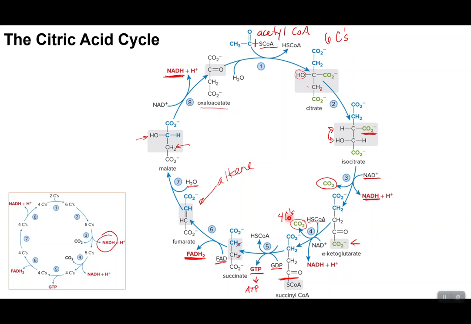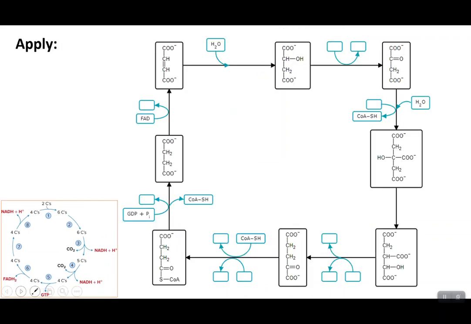Okay, so now let's try to use this analysis, meaning our ability to look at these compounds and extract information, and apply it to filling out this cyclic metabolic pathway. So this is our citric acid cycle, and what we are being asked to do here is to fill in all of the empty boxes.